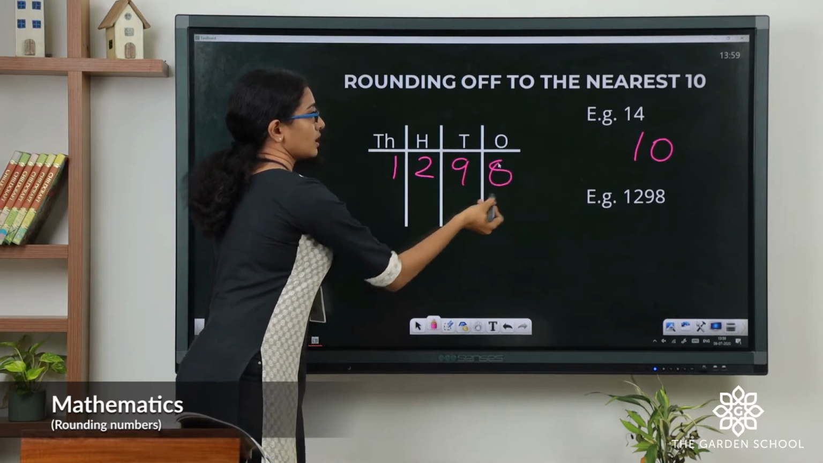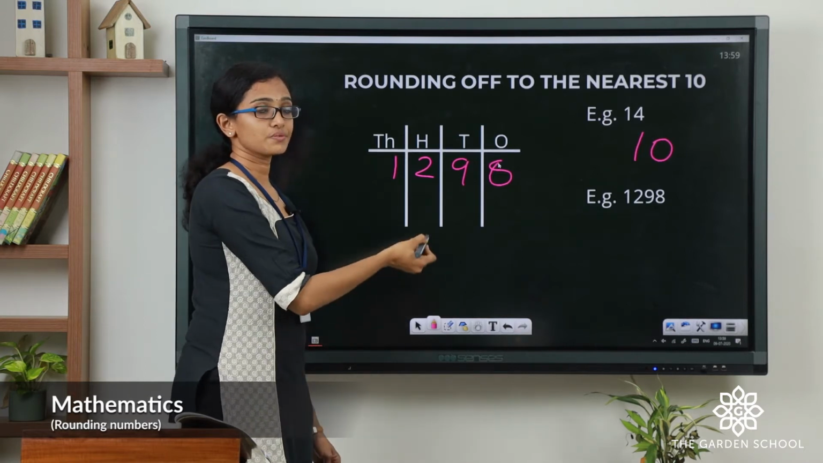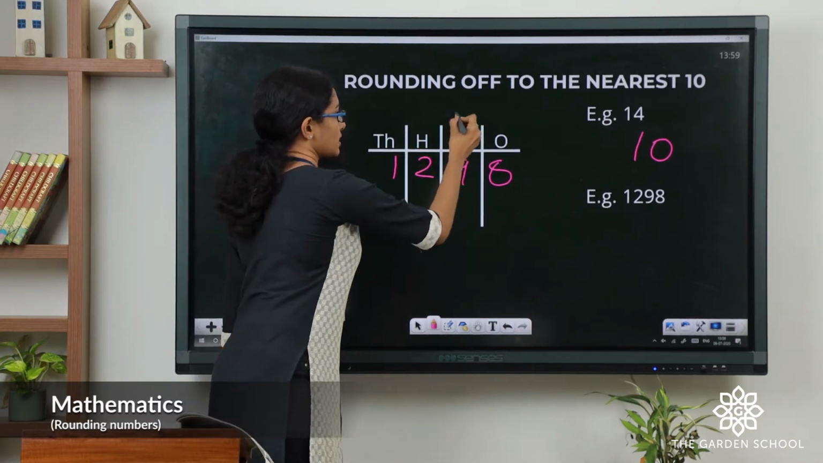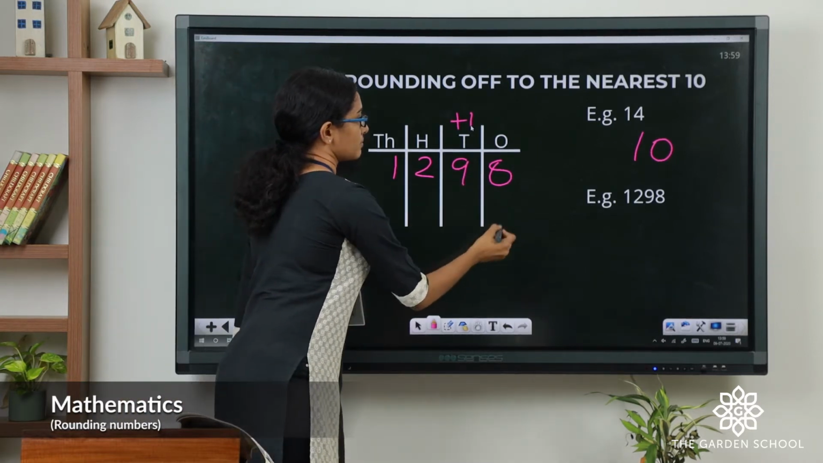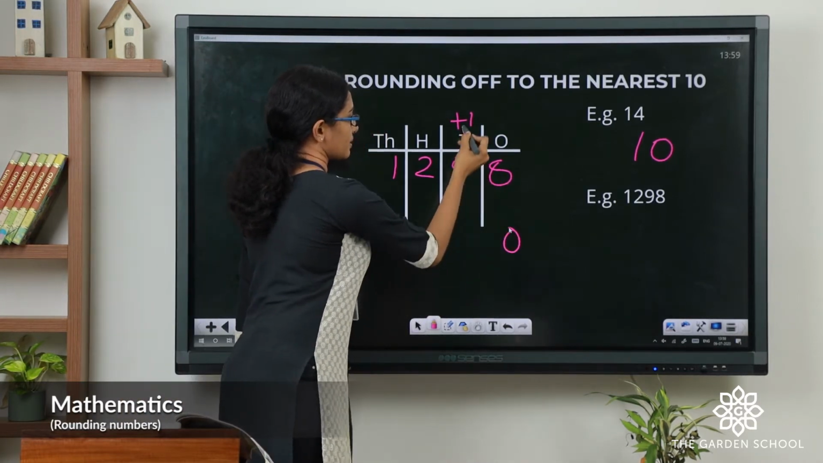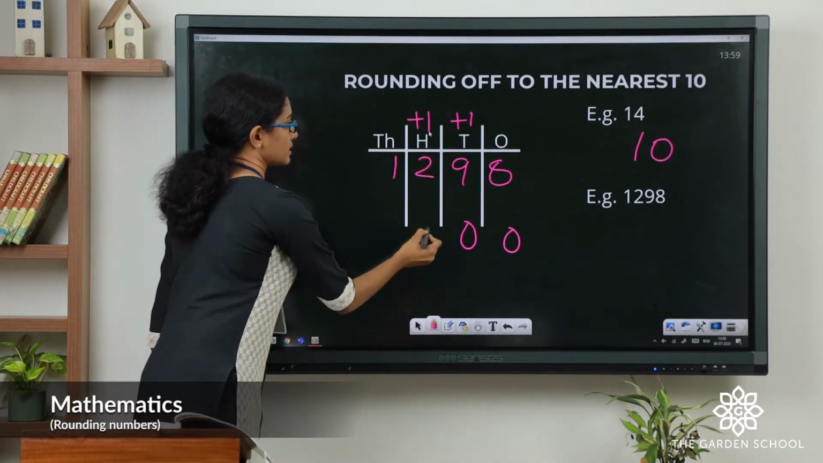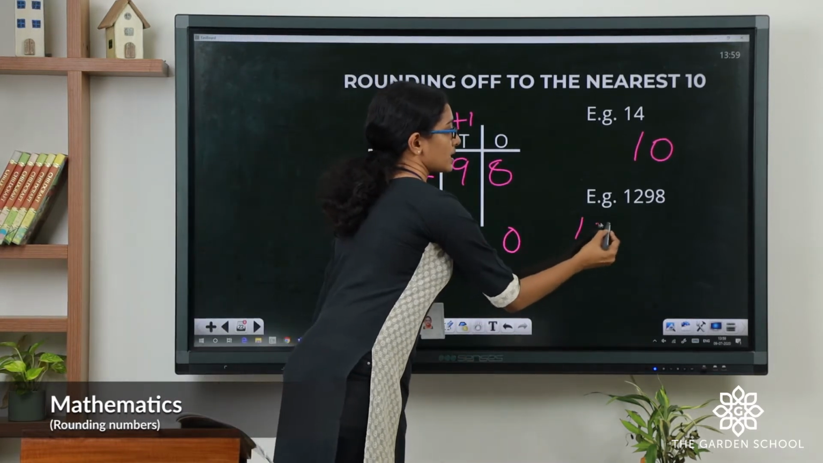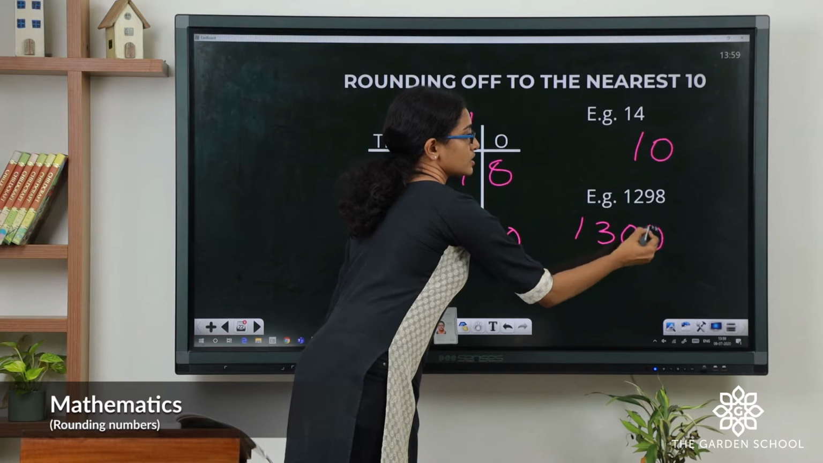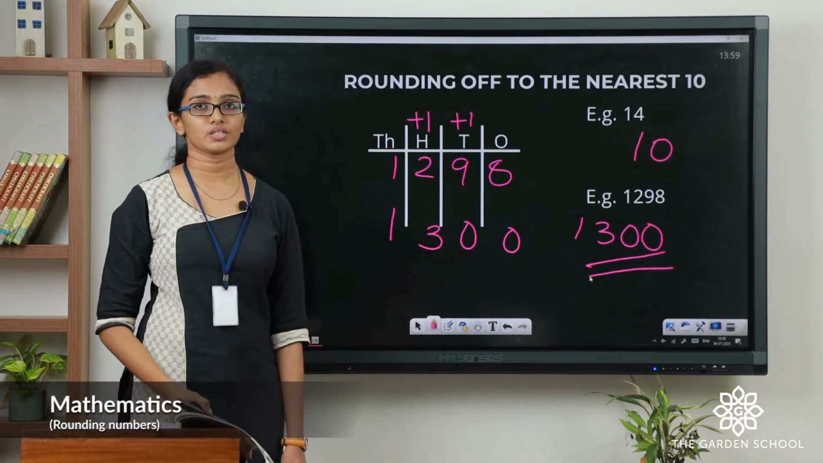1298. Here the ones digit is 8, which is more than 5. In that case, we have to add 1 to the tens digit and change the ones digit to 0. So, that will make this number. Here it is 0. Here 9 plus 1, 10. We carry forward 1. Then 2 plus 1, 3 and 1. So, 1298 rounded off to the nearest 10 will give you 1300. I hope this is clear to you.